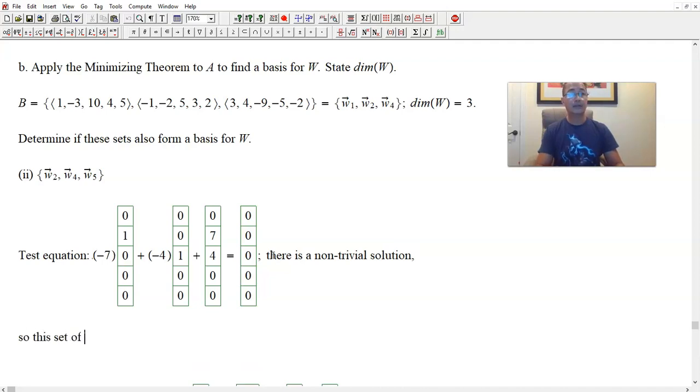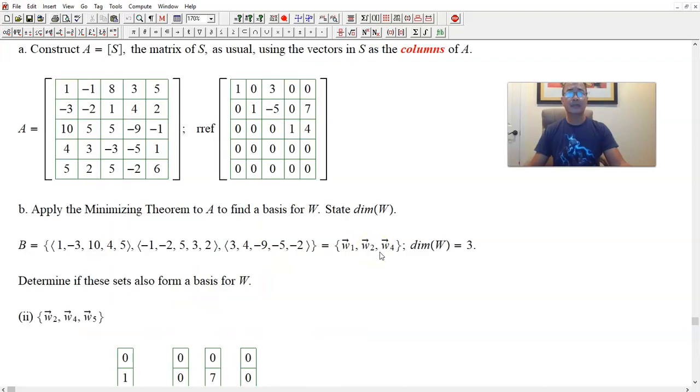So this set of vectors is dependent and therefore not a basis for W. The vectors are still from W, but they form a dependent set. So therefore, it can't be a basis for W. And as a matter of fact, let's go back to our REF here. We have column 5 over here. Didn't we see this in the minimizing theorem? Our column 5 is a free variable.